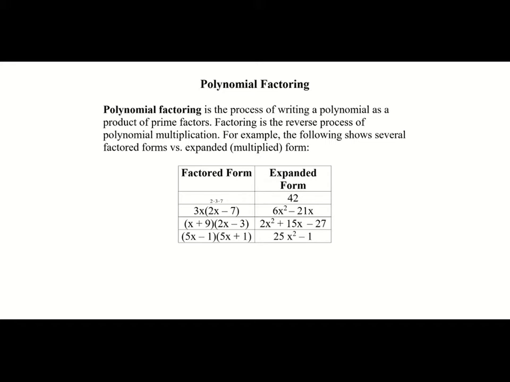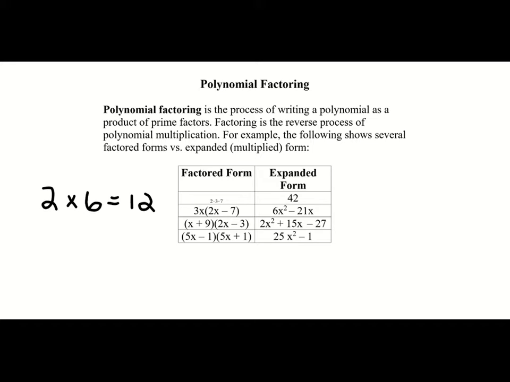So factoring is the process of writing a polynomial as a product of prime factors. Factors are what you multiply together to get a number. So if I did a problem like 2 times 6, 2 and 6 are factors, and they are factors of 12, because 2 times 6 is 12. So factoring is the reverse of multiplication. You're breaking it down. It's like, what did I multiply together to get that number?